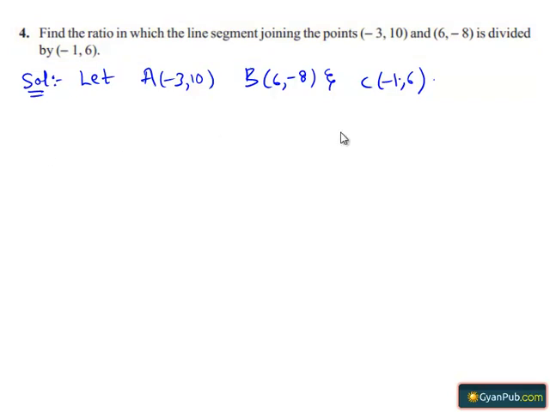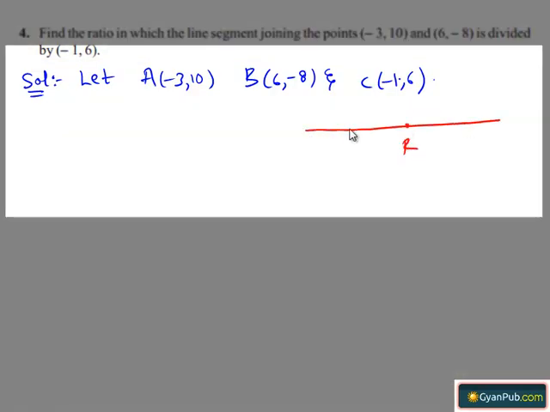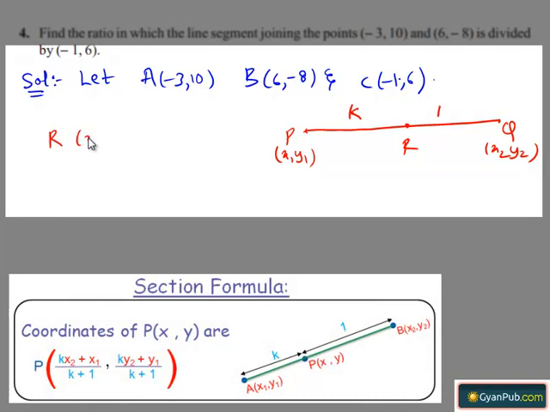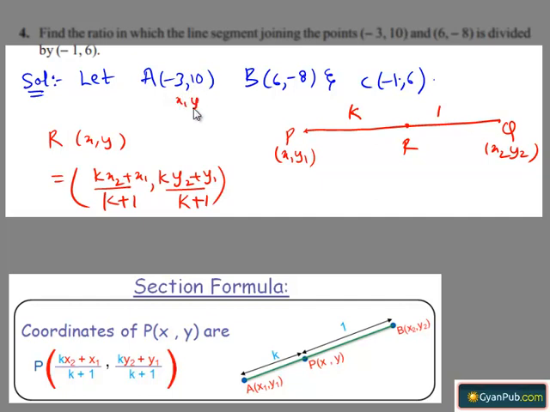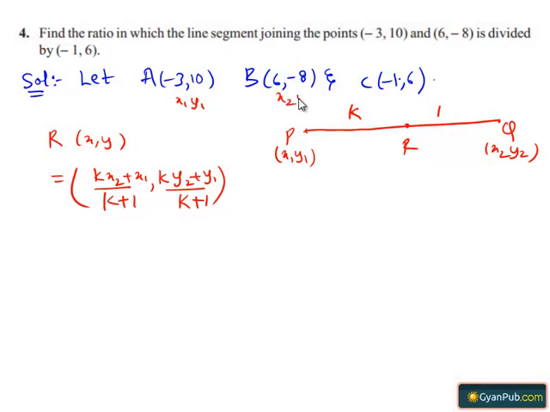We know that the coordinates of the point R, which divides the line segment joining P(x1, y1) and Q(x2, y2) in the ratio k:1 internally, is given by R(x, y) = ((kx2 + x1)/(k + 1), (ky2 + y1)/(k + 1)). Here we represent the point A as (x1, y1) and the point B as (x2, y2).